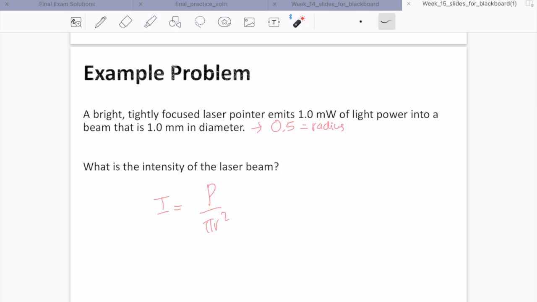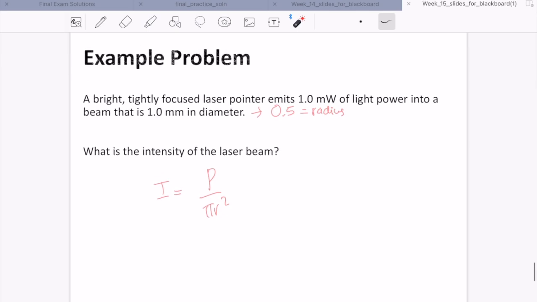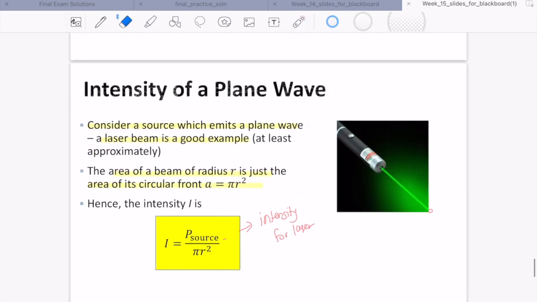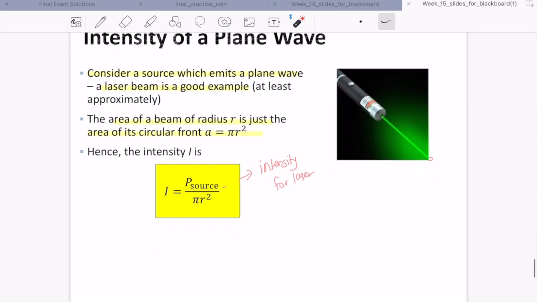A bright, tightly focused laser pointer emits 1 milliwatt of light power into a beam that is 1 millimeter in diameter. So if we have a laser pointer, remember that's like our planar waves. So we're going to use this type of equation here, which is the power divided by pi r squared and not by 4 pi r squared.